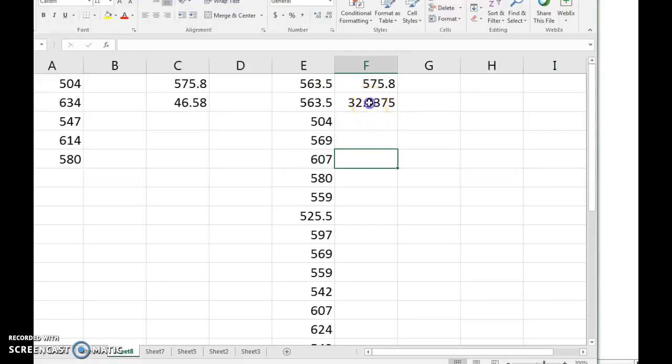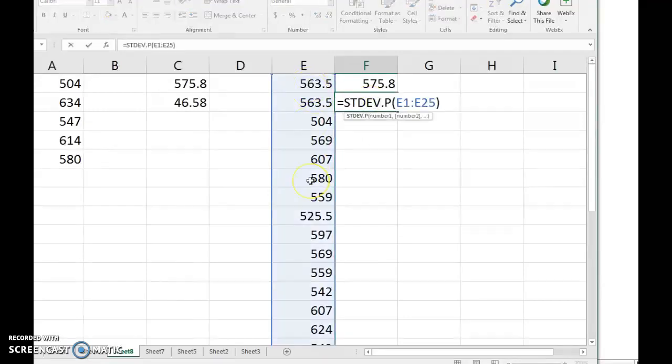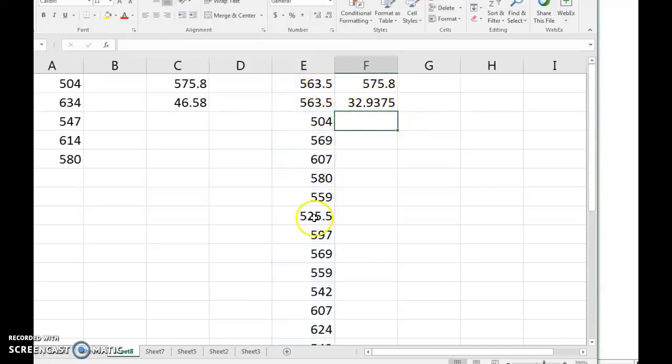And then you want to find the standard deviation of all of your sample means. Now we have every single possible sample. So again, we have a population because we have every single possible sample of size 2. So do this STDEV.P for population, and you'll get the standard deviation of your sample means.